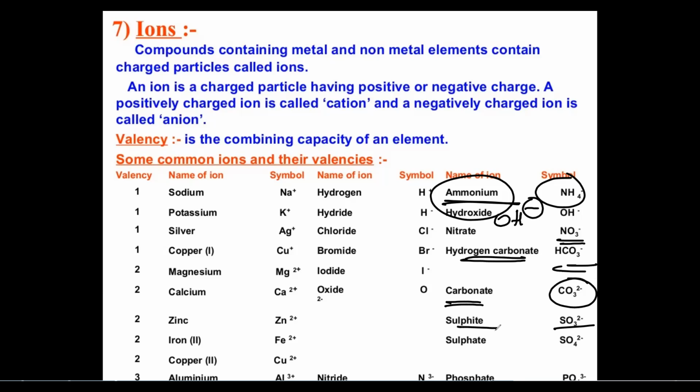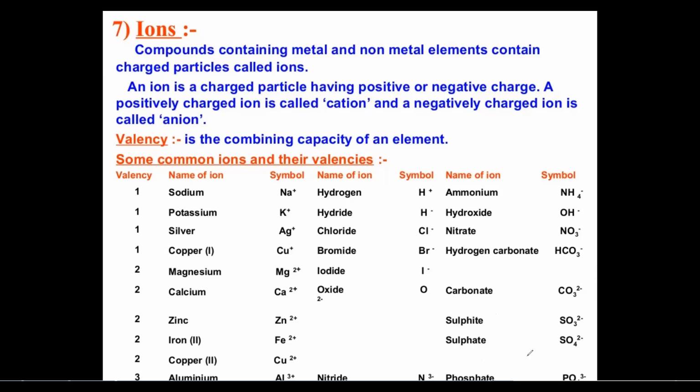Sulfite and sulfate, students get confused. SO3 2 minus is sulfite. SO4 2 minus is sulfate. And phosphate is PO4 3 minus.